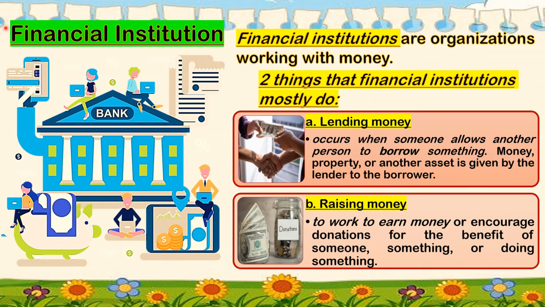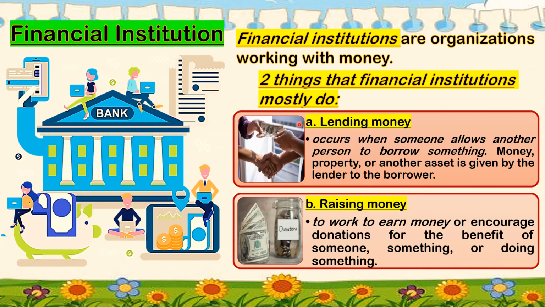Now, class, let us discuss financial institutions. When you say institution, it means an organization. So financial institutions are organizations working with money, because from the word financial, finance means money. Okay. Now, there are two things that financial institutions mostly do.